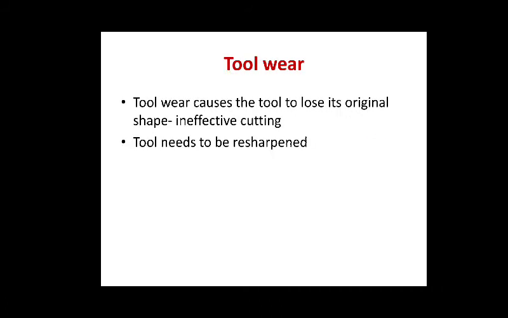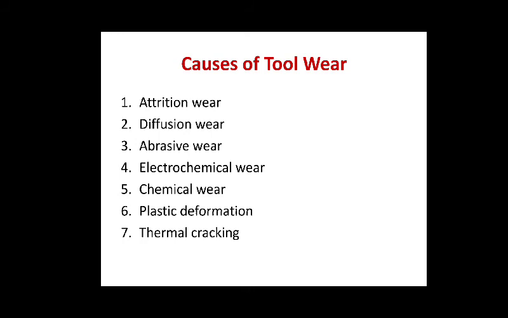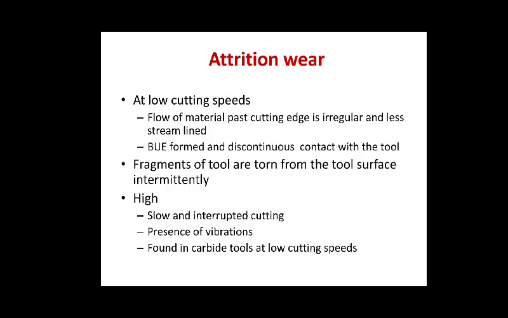Tool wear. Tool wear causes the tool to lose its original shape. For effective cutting, the tool needs to be resharpened. Now let us see the causes. Attrition wear: at low cutting speeds, the flow of material past the cutting edge is irregular and less streamlined. A built up edge is formed, with discontinuous contact with the tool. Fragments of the tool are torn from the tool's surface intermittently. Slow and interrupted cutting, and the presence of vibrations, are high; it is found in carbide tools at low cutting speeds.